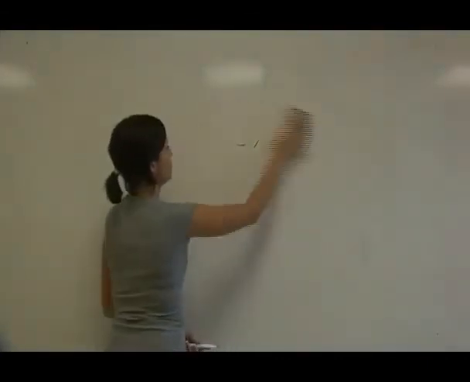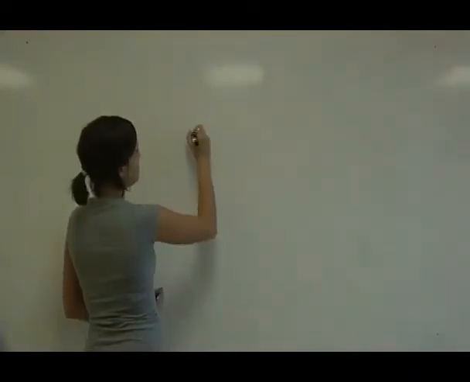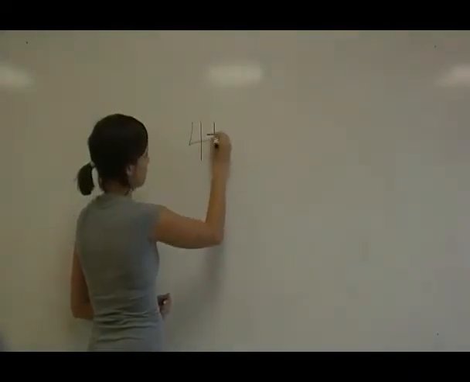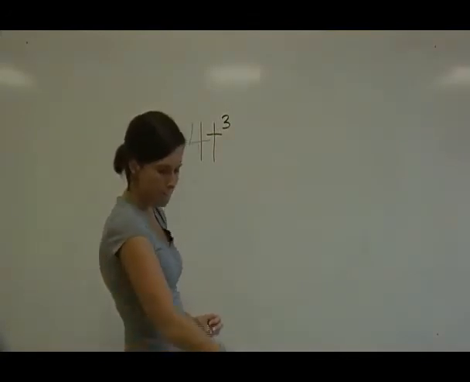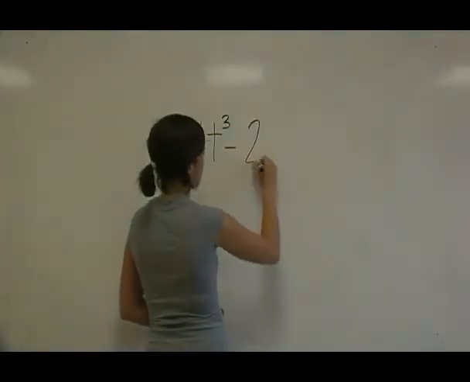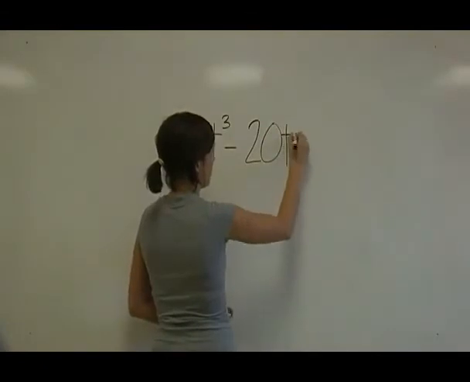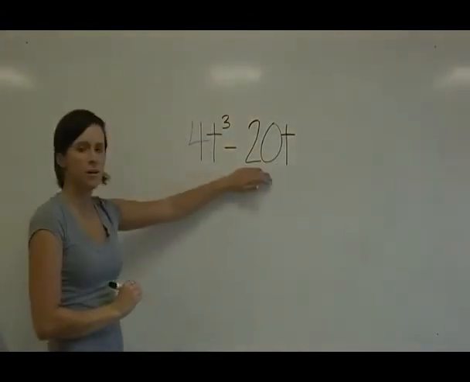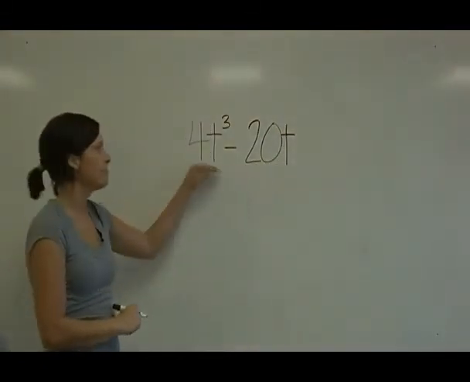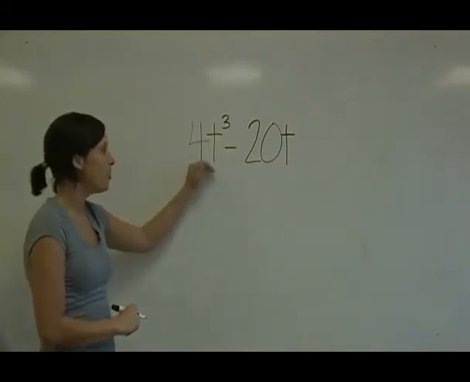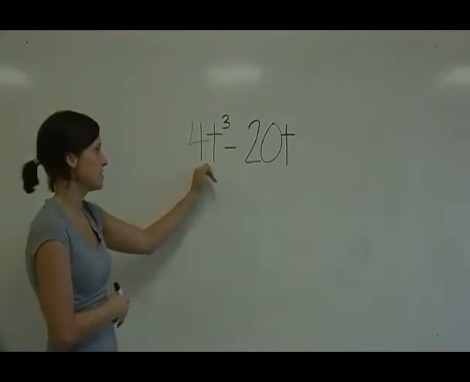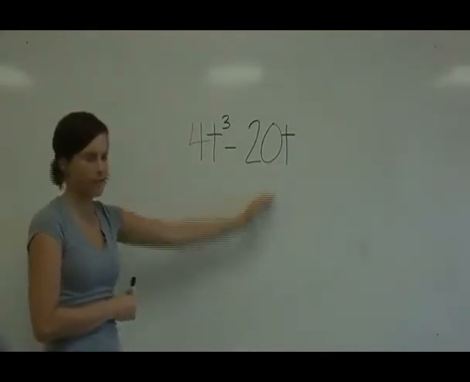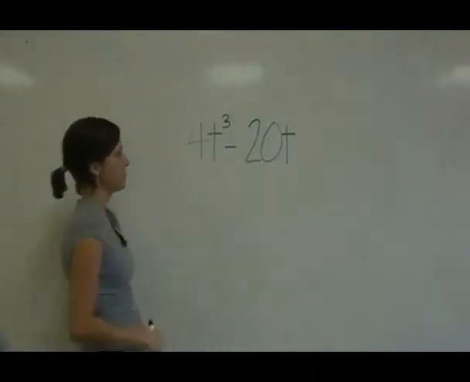All right, so moving on to number 4, let's keep the same things in mind. So we got 4t cubed minus 20t. Okay? Here again, we're going to find our greatest common factor. We have 4 and we have 20. 4 is going to be our greatest common factor because it can be divided into itself, as well as the 20. It can be divided 5 times.